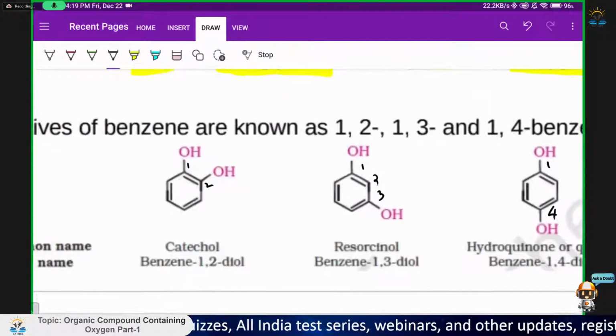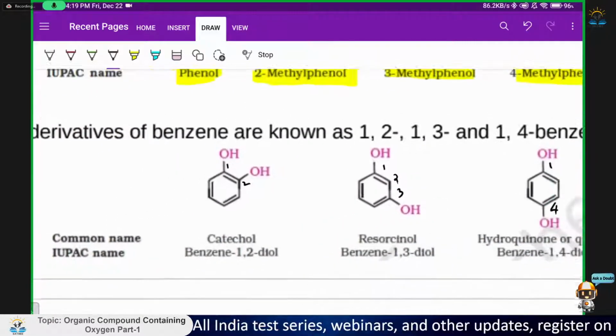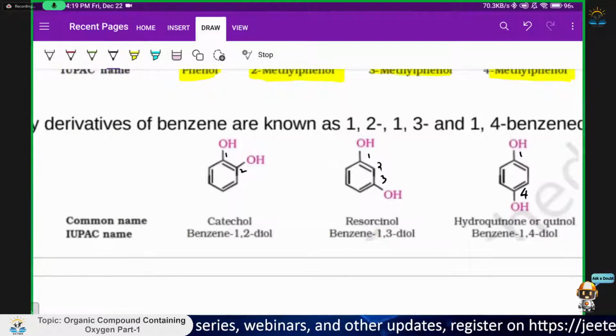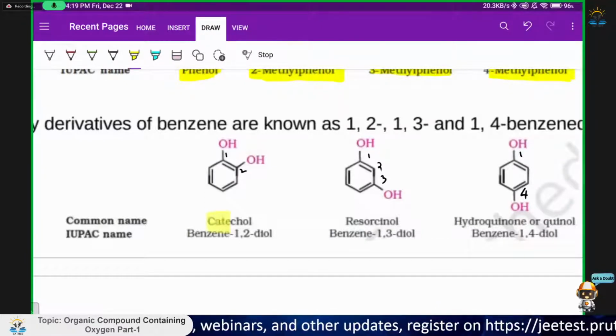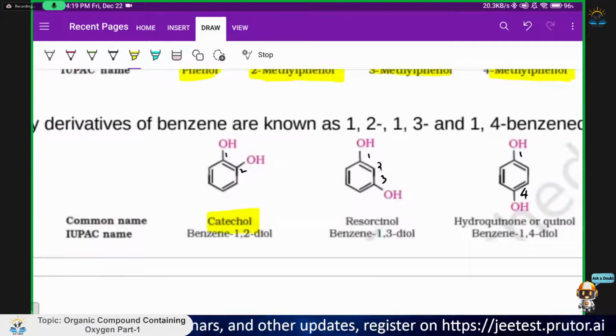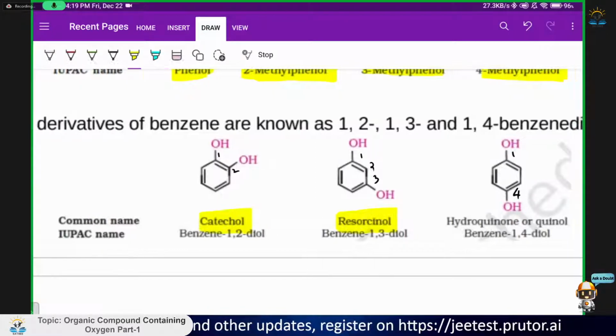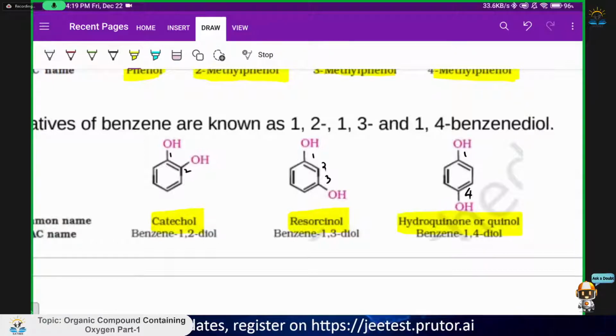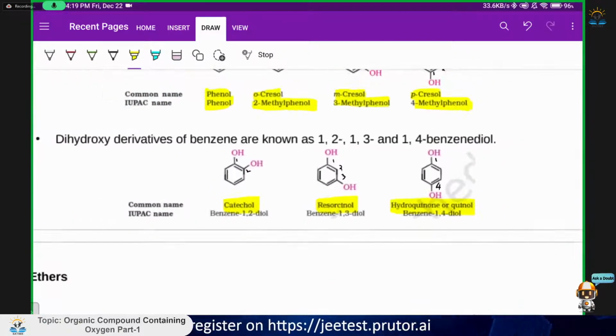So 1,2-disubstituted phenol is known as catechol. The meta-substituted we have to call resorcinol. Para-substituted we have to call hydroquinone or hydroquinol. So these common names are also very important.